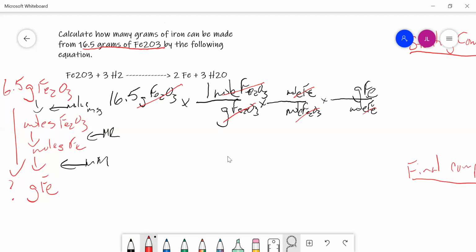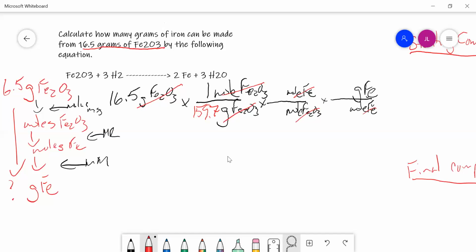So we need to first find out what our molar mass of Fe2O3 is. Looking at it, we have 2 iron plus 3 oxygens, and I can do the calculations. Putting it in my calculator gives me 159.7 grams of Fe2O3, that's iron(III) oxide, for every mole of iron oxide.